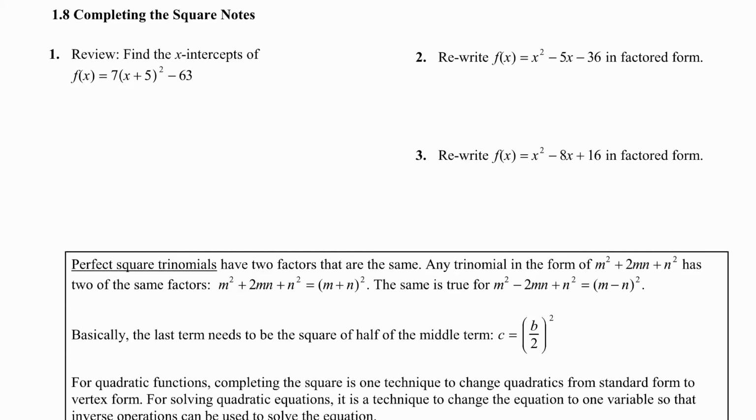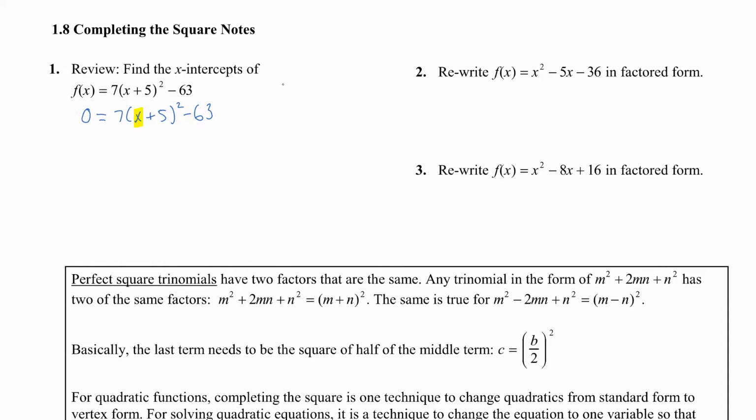Number one, find the x-intercept of f of x. Again, the x-intercepts are where your output is 0. So we're going to say that 0 equals 7(x plus 5) squared minus 63. Since there's only one x, to solve for x we need to get rid of all the numbers around it. So we're going to do PEMDAS backwards.